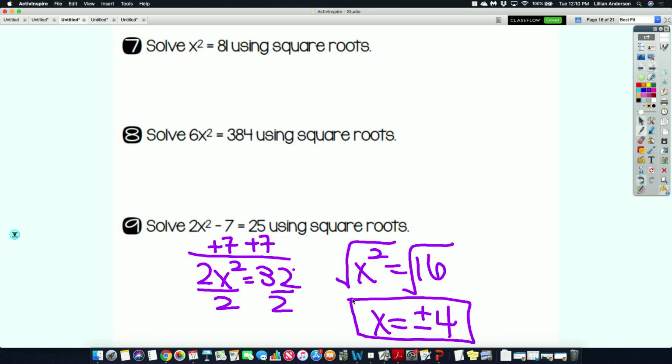Again, you can only use square roots if you only have that x squared term. Okay? You can have a c, it doesn't matter, but if you have that bx term, it throws everything off and you have to use one of your other methods.